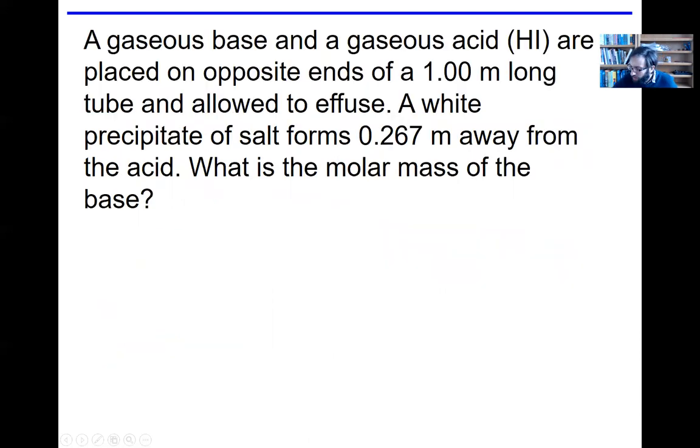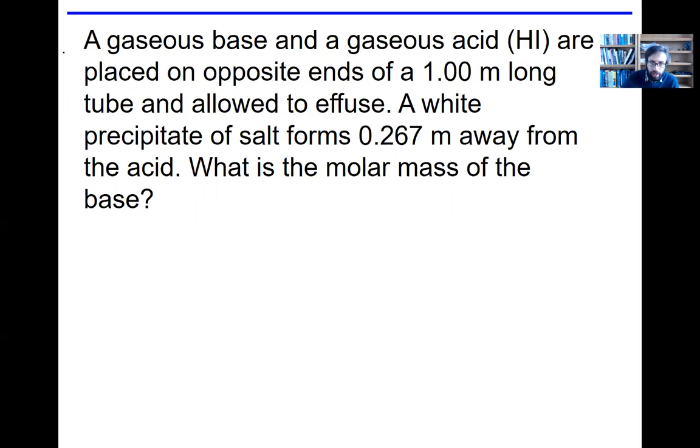Let's do a more difficult version of this problem with relative rates. This one just has a little twist to it, and so let's work through this. A gaseous base and a gaseous acid. We're given the identity of the acid. It's hydroiodic acid. They are placed on opposite ends of a meter-long tube and allowed to effuse. A white precipitate of salt forms 0.267 meters away from the acid. What is the molar mass of the base?